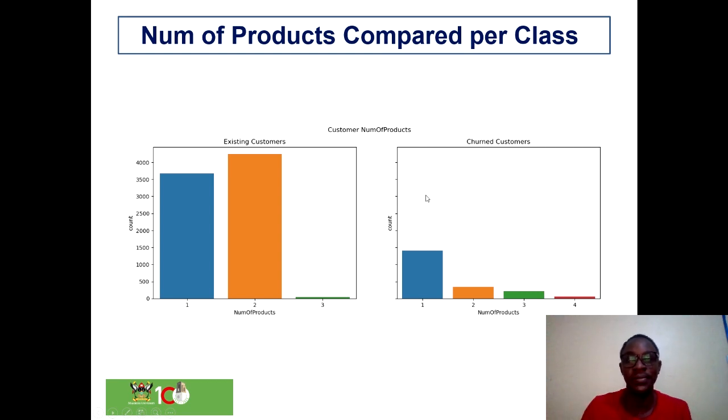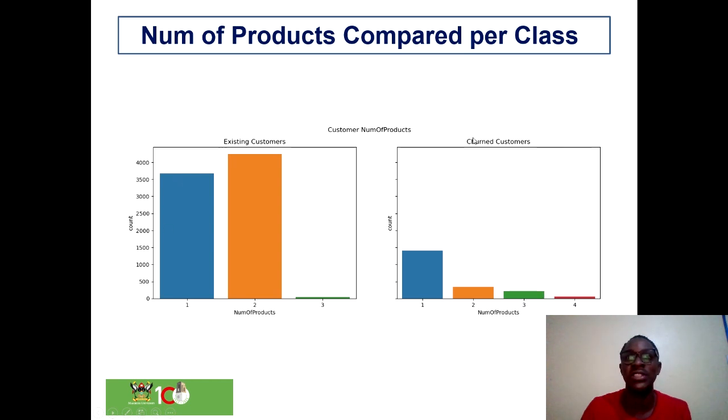Then one of the interesting patterns that came out was when we were trying to assess the different features by plotting them in terms of count. We noticed that for the number of products feature, people that subscribe to more products are more likely to leave. So we see that all the people that are subscribed to at least 4 products left the bank, and most of the people that subscribe to at least 3 products also left the bank.